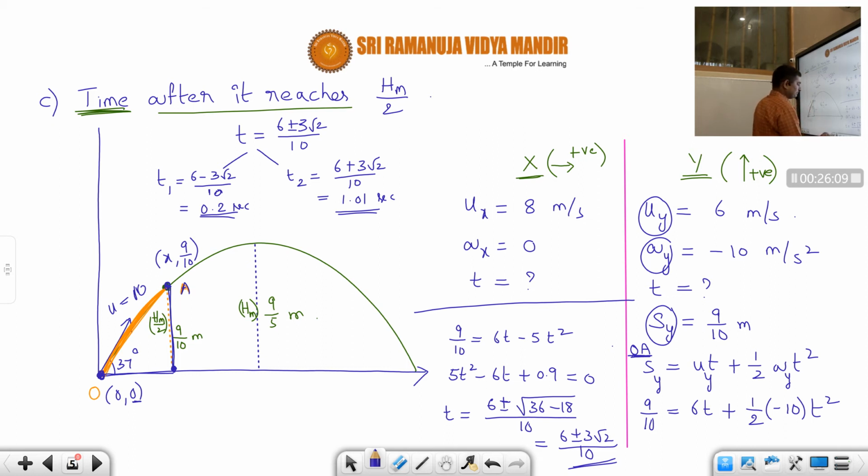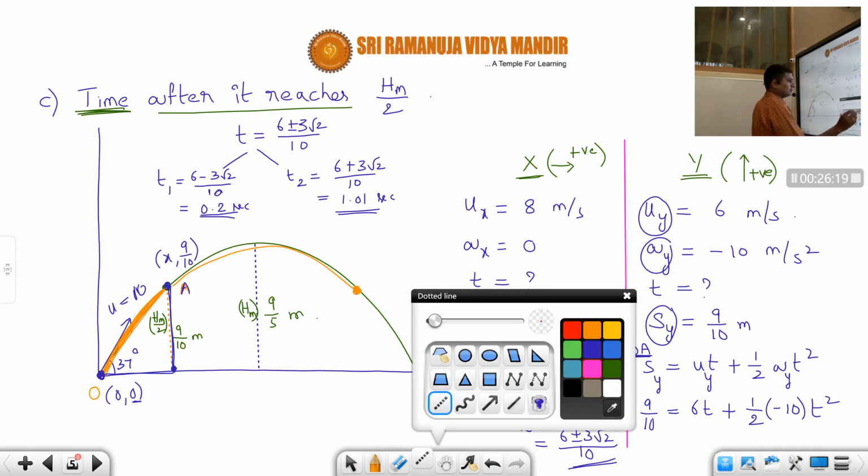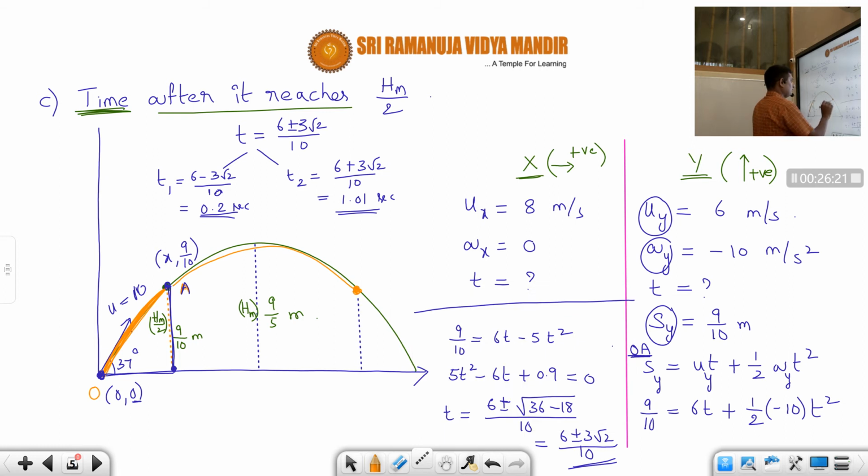Now it will come like this, and again there will be a point where it will cross again the half of maximum height. Correct or not, students? Again you will have half of maximum height like this. So these two points will be at the same level. Let us say this point is B.